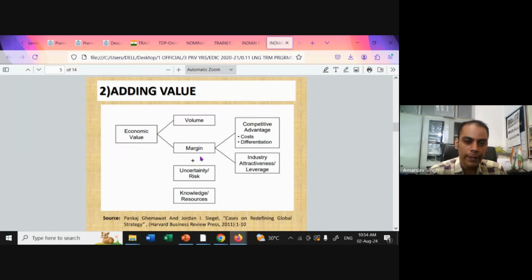And it is being said that margin is further dependent upon two factors. There may be several others, but here this work has highlighted two factors. One is your competitive advantage. Another is your industry attractiveness or leverage.